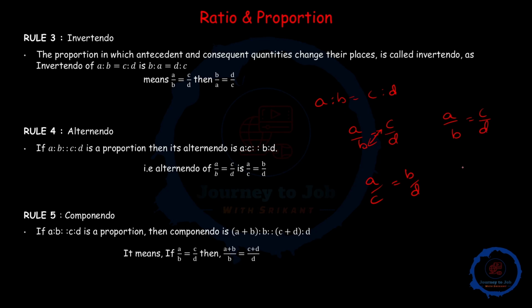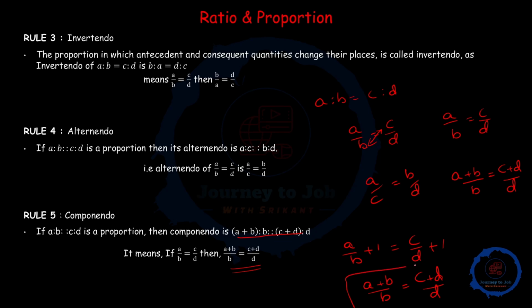Next, componendo. A by B is equal to C by D, right? So what we do is componendo: A plus B by B is equal to C plus D by D. This is componendo. How do you actually get this? Simply A by B plus 1 equal to C by D plus 1. Then A plus B by B is equal to C plus D by D. It is that simple.